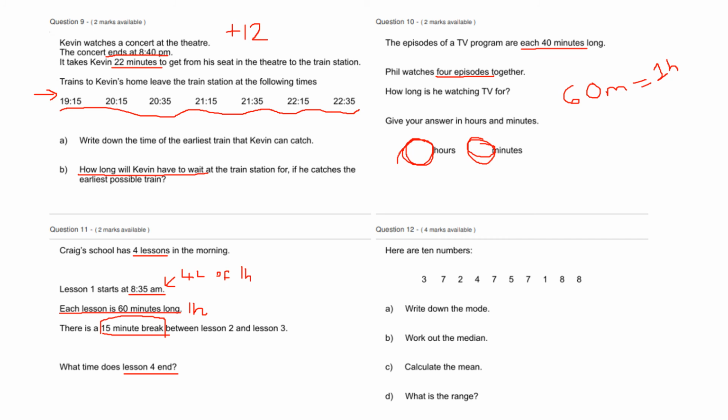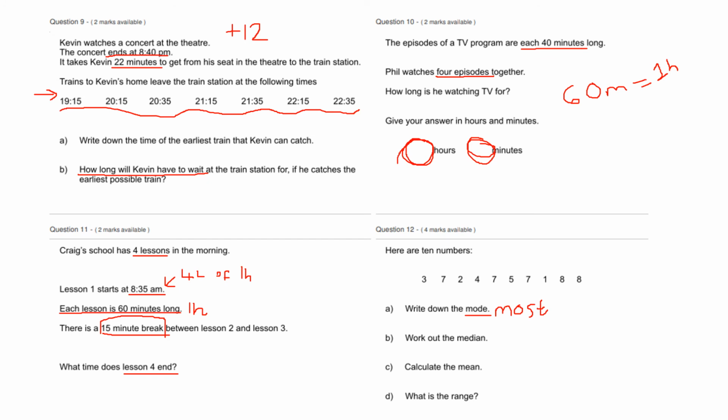Question 12, and 13, I'm not going to show 13, but that's the same thing, we're being asked averages. So a reminder of those, the mode is the most common. So you look at the numbers and whichever one appears most often, that will be your mode. Sometimes there's more than one mode, in which case you say both of the numbers if they appear equally often. In this case, I think there's just one mode.